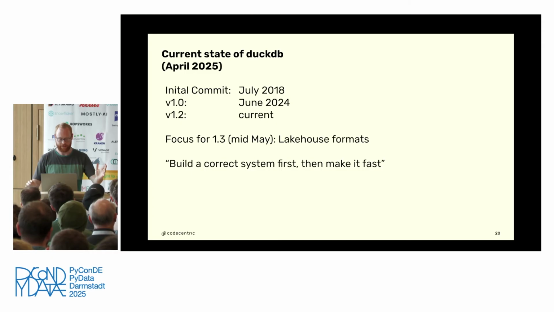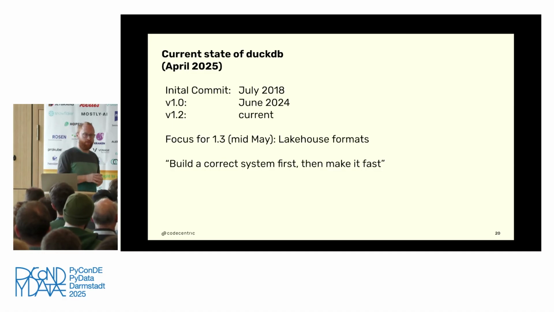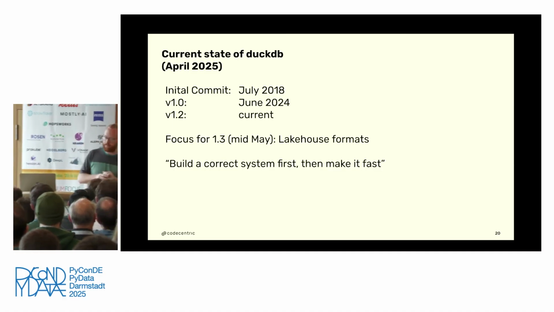So current state, DuckDB, we are in version 1.2. Version 1.3 will be released mid of May, most likely. It's the current idea to do so. 1.3 will focus a lot on all the lakehouse formats, so Iceberg, Delta, performance improvement there, and all the stuff.